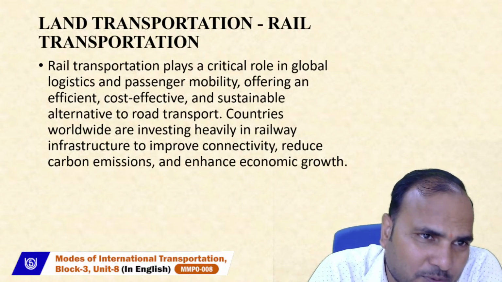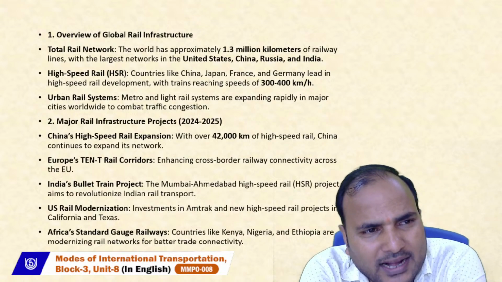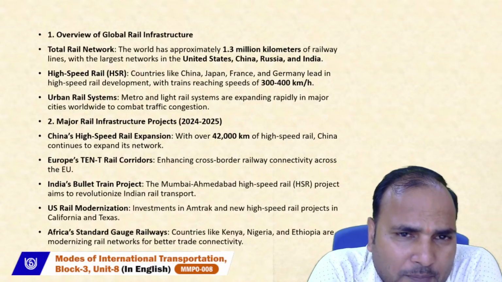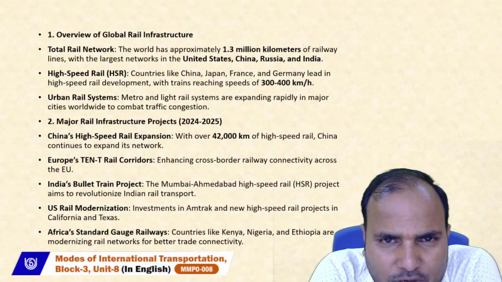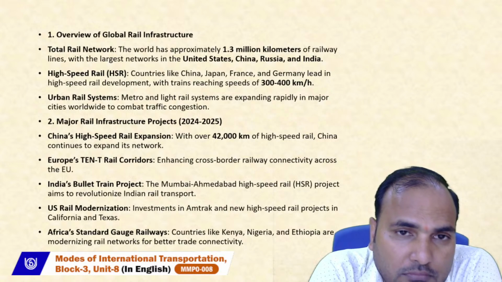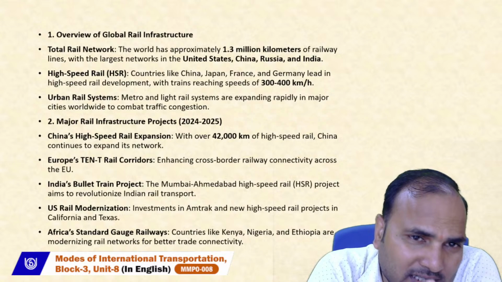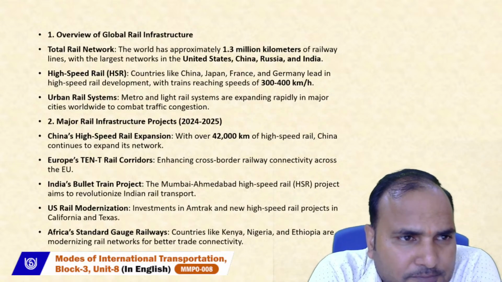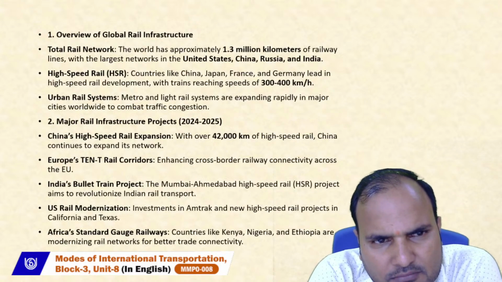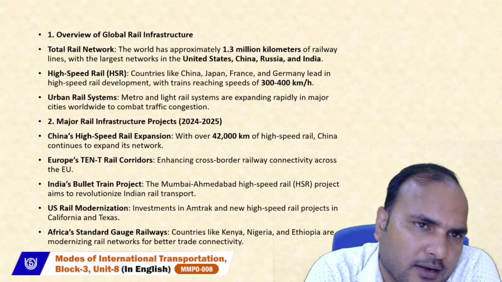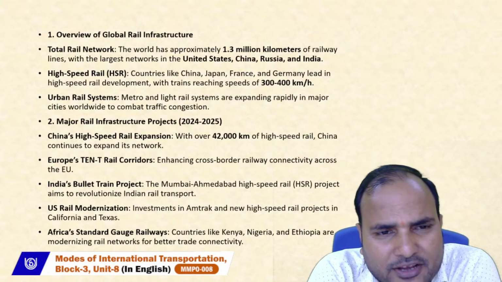So how does this rail transportation work? Now let us have a look at the overview of the global rail infrastructure. In the total rail network, the world has approximately 1.3 million kilometers of railway lines, with the largest networks especially in the United States, China, Russia, and India. Imagine, 1.3 million kilometers. If you think about high-speed rail, countries like China, Japan, France, and Germany lead in high-speed rail development, with trains reaching speeds of 300 to 400 kilometers per hour. In urban rail systems, metro and light rail systems are expanding rapidly in major cities worldwide to combat traffic congestion.